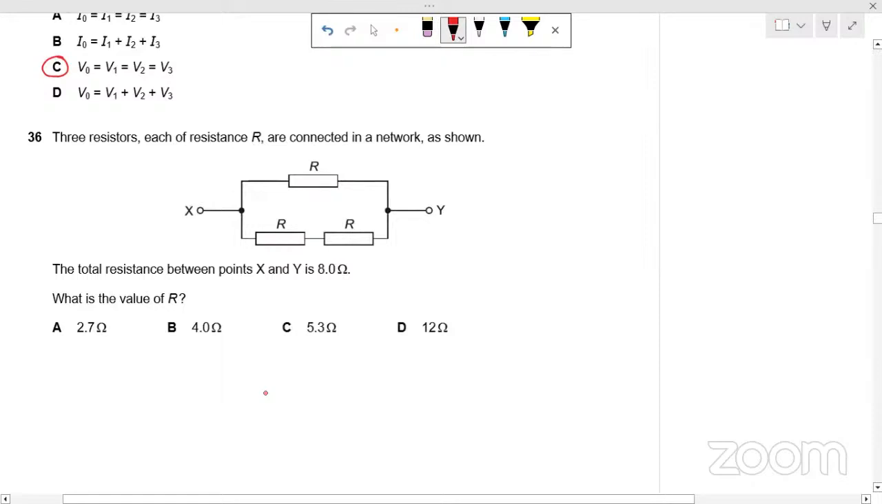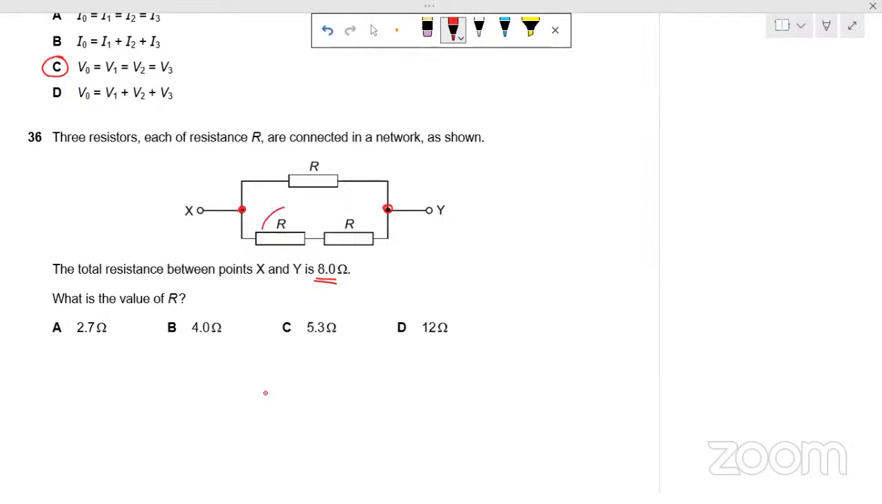Three resistors, each of resistance R, are connected in the network as shown. The total resistance between X and Y is 8. So we are given total resistance. We have to find this resistor R. So very simple question. So I recommend you to think about this question.